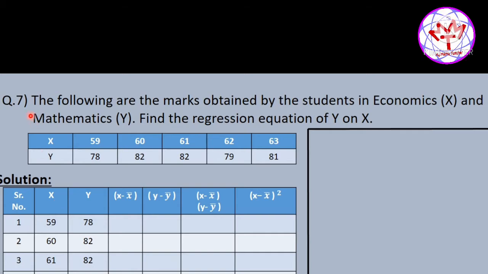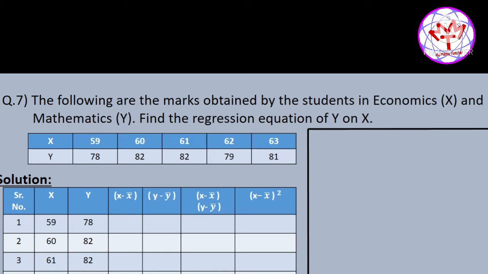So students, see the question number 7. The following are the marks obtained by students in economics and mathematics. Find the regression equation of y on x. Now again in this sum we have to calculate the regression equation of y on x. That means it is just similar to the previous sum. So as usual, I have copied here the values of x and y. Also I have calculated summation xi which is equal to 305 and summation yi which is equal to 402.